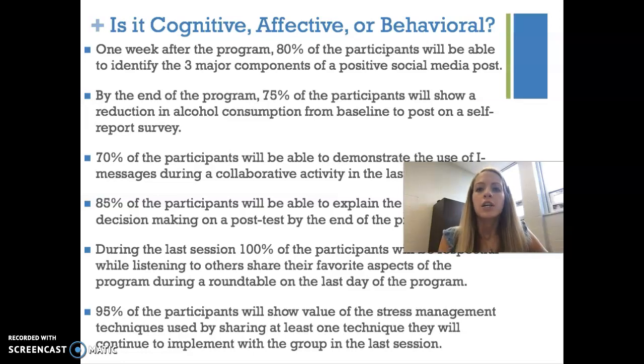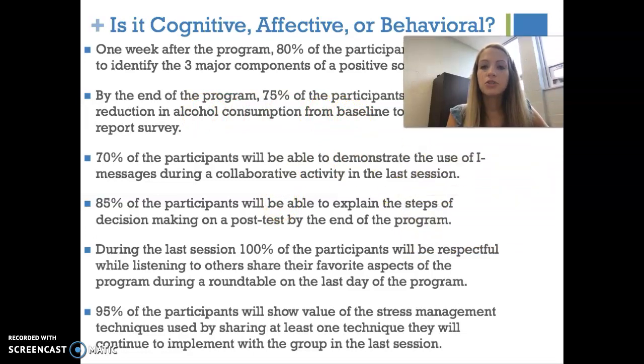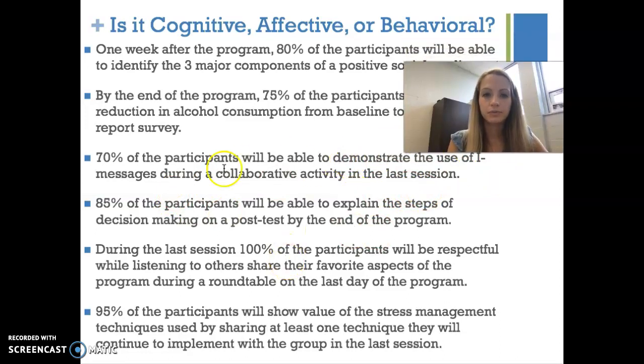All right, so this first one, participants will be able to identify. This is going to be cognitive, right? They have to know the components of that social media post, so they learned those, right? This next one, the end of the program, participants will show a reduction. This is a behavior, right? They're reducing their consumption. This third one, they're going to be able to demonstrate the use of iMessages. They're demonstrating the use of this, so that's going to be behavioral as well.